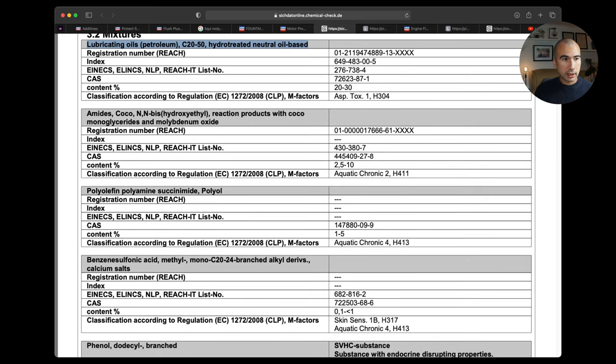The next one down, amides, right? Or reaction products with monoglycerides and molybdenum oxide. So this would fall under the category of organomolybdenum compounds, which are a family of compounds which have both antioxidant and anti-wear properties. So it's a little bit like ZDDP in that respect, in that it is a multifunctional additive.